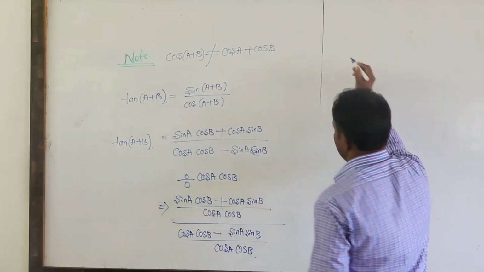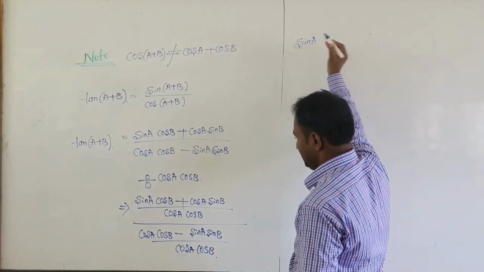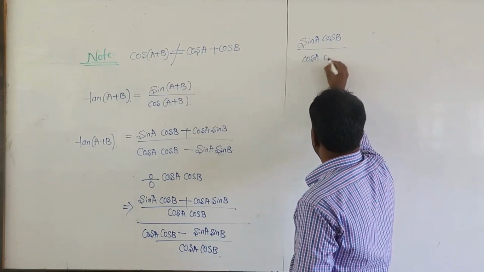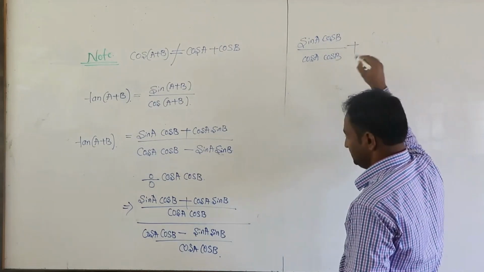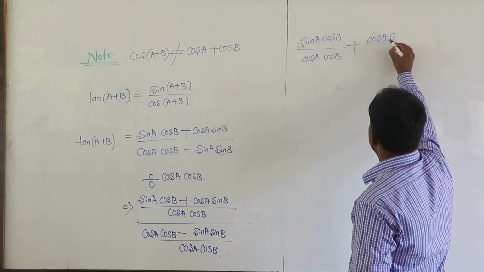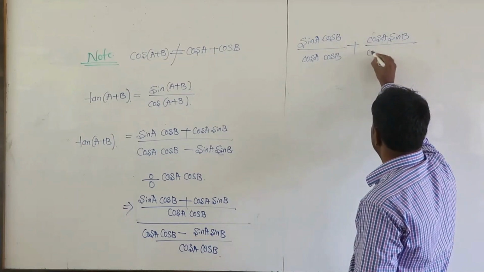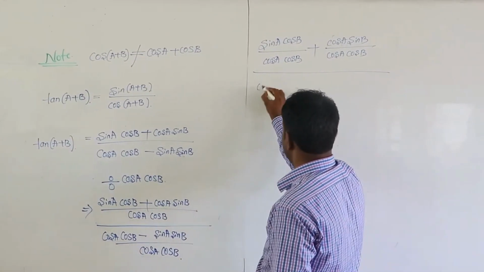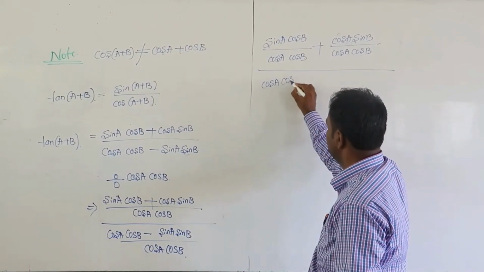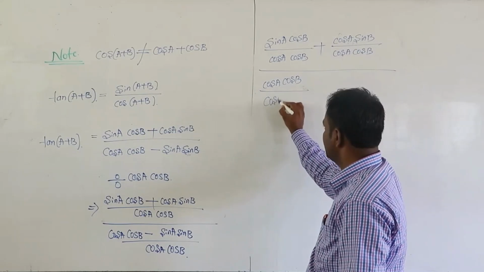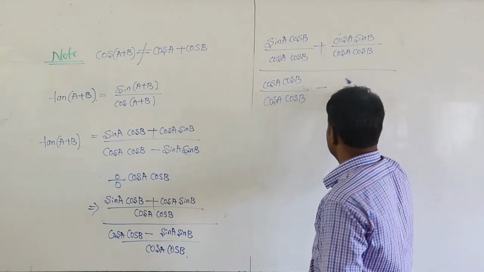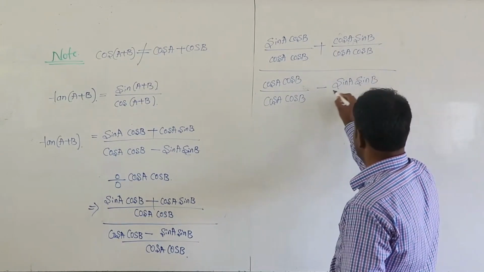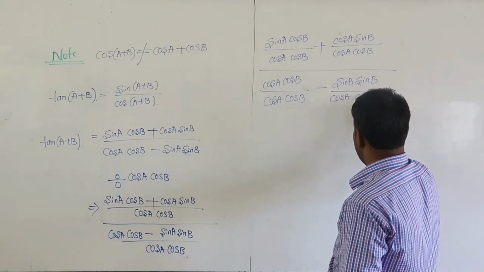Then we can split this one as sin A cos B divided by cos A cos B, plus cos A sin B divided by cos A cos B, whole divided by cos A cos B divided by cos A cos B, minus sin A sin B divided by cos A cos B.